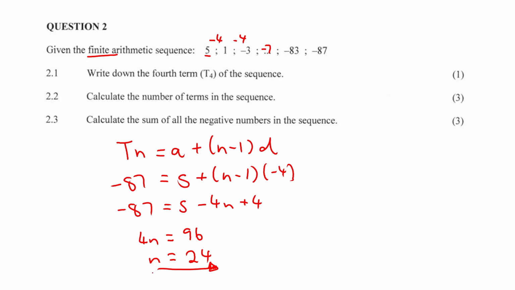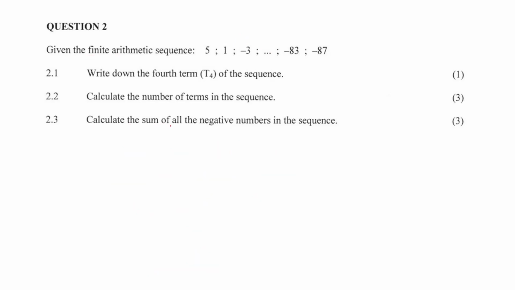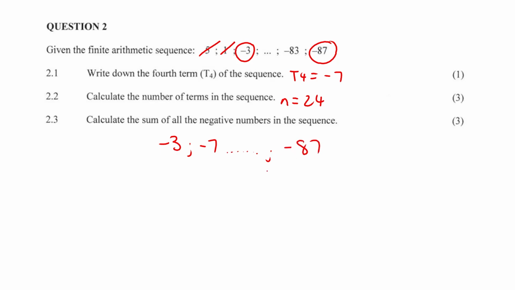And I'm going to erase the screen and we're going to have a look at question 2.3. Question 2.3, calculate the sum of all the negative numbers in the sequence. So the sum of all the negative numbers. So we do not look at the 5, we do not look at the 1. So it's from -3 all the way to -87. So we can use a pretty cool formula here. Our new sequence is going to be -3, -7, all the way until -87.